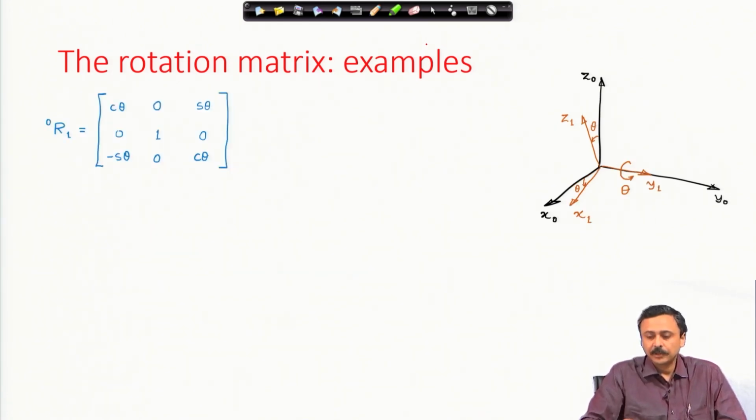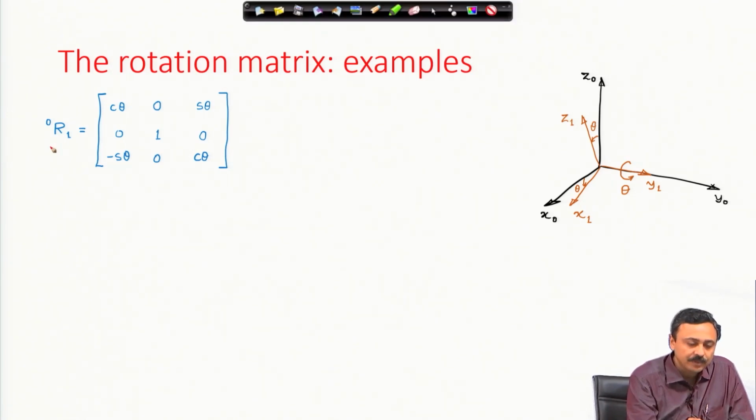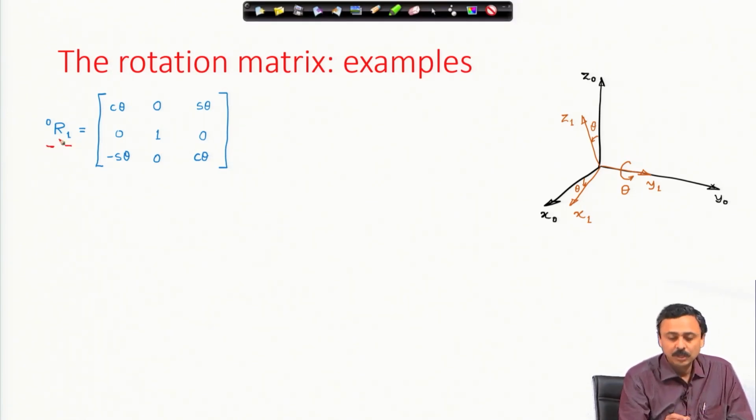Let us look at rotation about the y axis. Initially, the brown frame was coincident with the black frame. Now, I give a rotation about the y naught or y 1 axis, and that rotation is theta, and now I represent, because I am representing the rotation matrix from 1 to 0, therefore, I must represent frame 1 in frame 0.